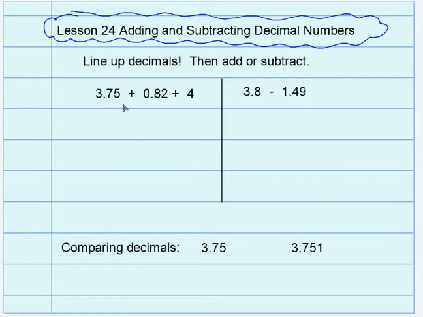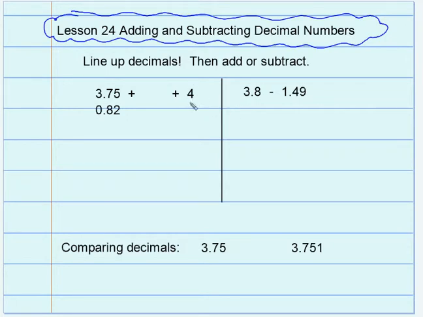3 and 75 hundredths plus 4 and 82 hundredths, and 8 and 3 tenths minus 1 and 49 hundredths. So we need to line up the decimals. So let's do that. We're going to write the problem like this. And then, oh, this 4.